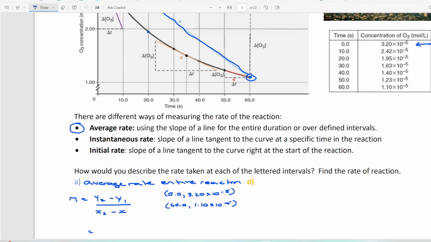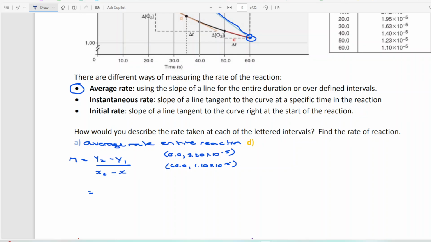Okay, so then we're going to plug this data in. It doesn't matter which one's y1 and which one's y2. I'm going to go this way, just because it's going to work really nicely with my time. So I'm going to do 1.10 times 10 to the negative 5 minus 3.20 times 10 to the negative 5, divided by 60.0 minus 0.0. So I'm going to do the subtraction before I do the division.